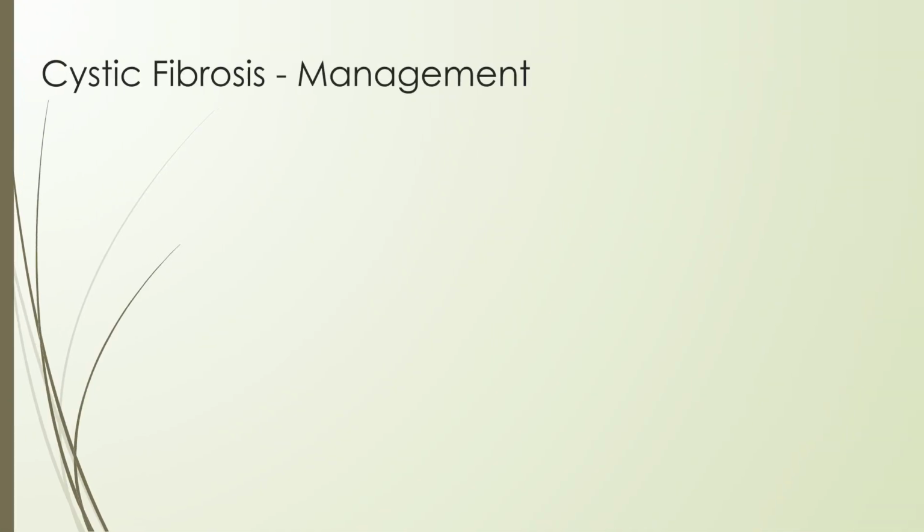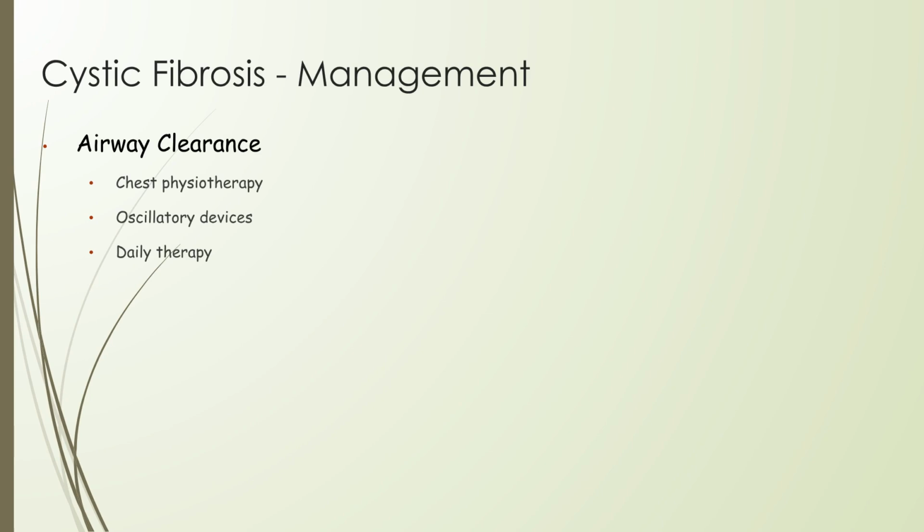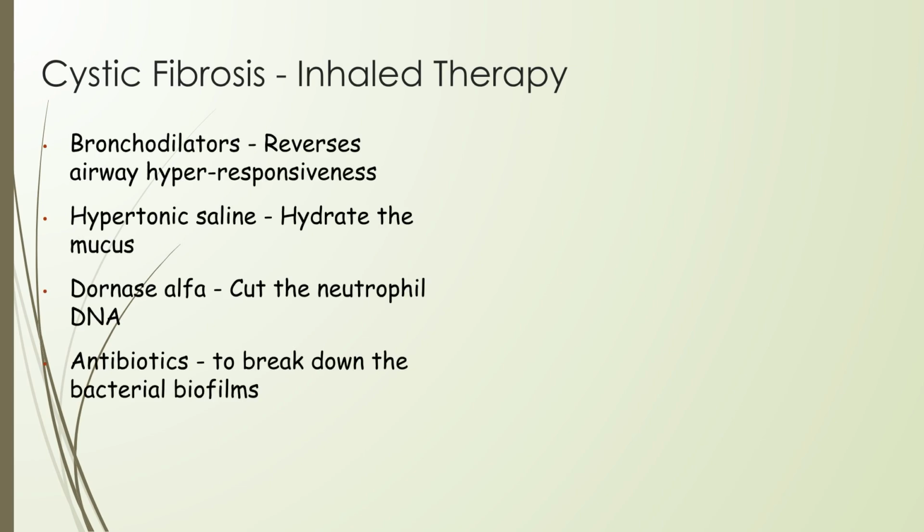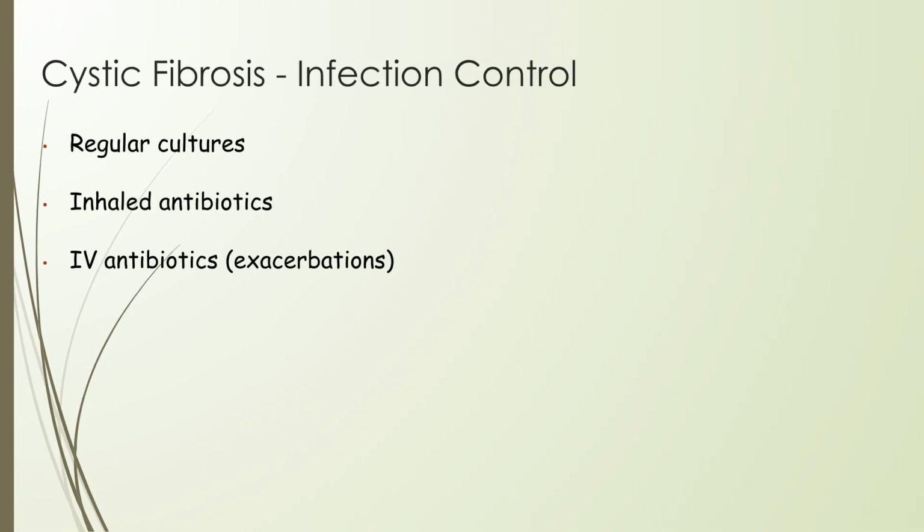Management of cystic fibrosis focuses on airway clearance through chest physiotherapy, oscillatory devices, and daily therapy to help loosen and remove the thick mucus. Inhaled therapies are used to manage symptoms. These include bronchodilators to reverse airway hyperresponsiveness, hypertonic saline to hydrate mucus, Dornase alpha to cut neutrophil DNA, and antibiotics to break down bacterial biofilms. Infection control involves regular cultures, inhaled antibiotics for chronic infections, and intravenous antibiotics for exacerbations.